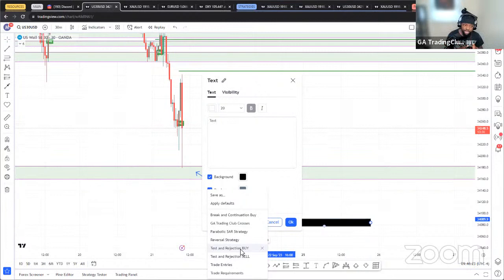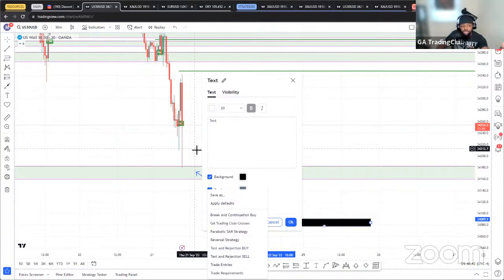So if I'm buying and I'm getting a test and rejection entry, that means that the zones I'm looking at are below price. But I can also be buying and get into a break and continuation. What that means is that my entry zone would be above price, above where price is.